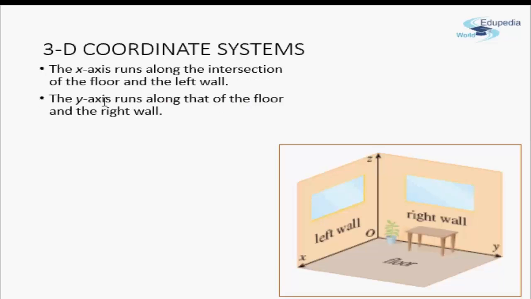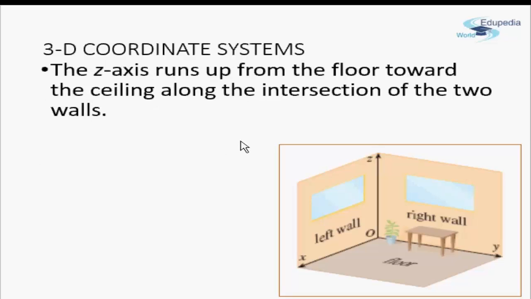Now the x-axis runs along the intersection of the floor and the left wall. That is, the x-axis is going to be representing this area over here, the point from the origin in the direction of x. The y-axis will be the same as well, in the opposite direction, of course, y over here on the right wall. And the z-axis, of course, the new axis that we have introduced over here, is the axis that runs from the floor towards the ceiling, towards the roof.